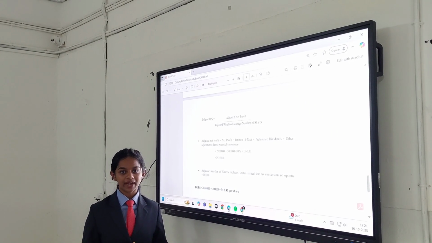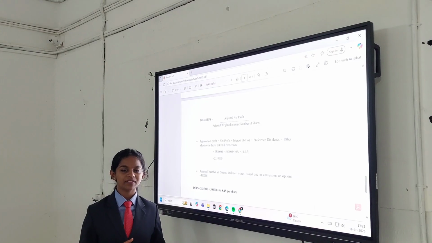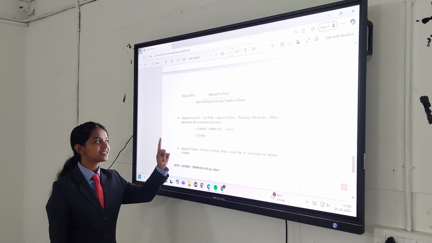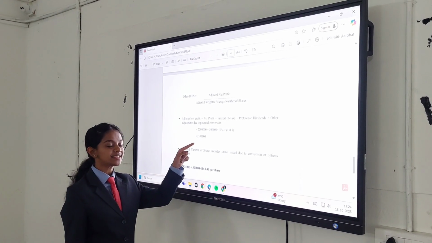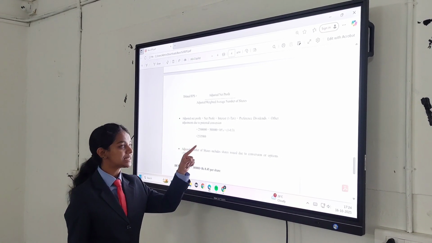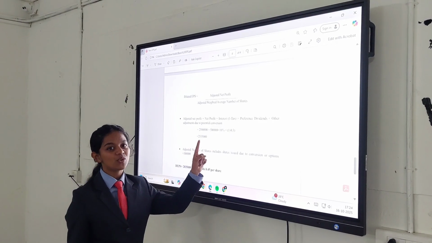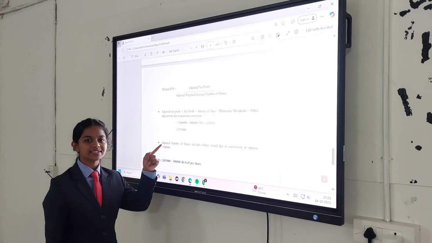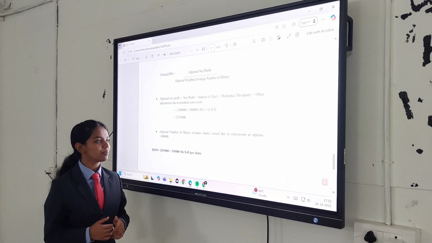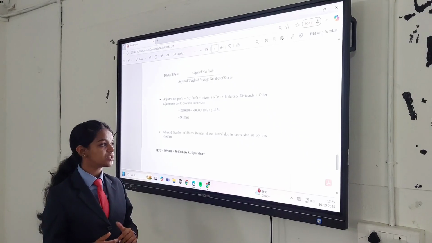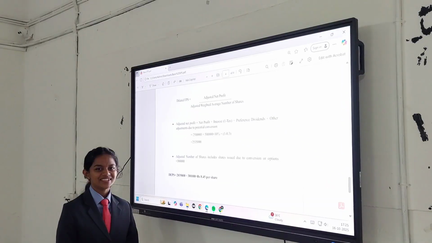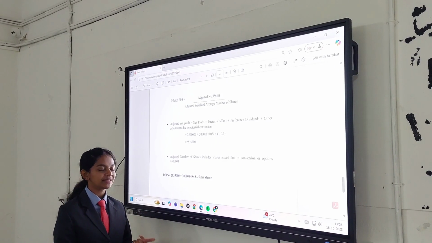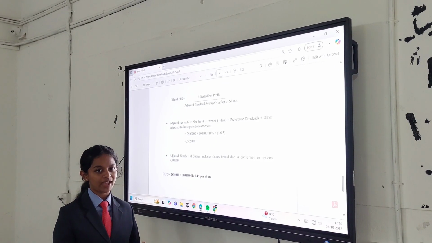So let's see how to calculate diluted earnings per share. The equation for diluted earnings per share is equal to adjusted net profit divided by adjusted weighted average number of shares. Adjusted net profit: here we can see that net profit is equal to 25 lakhs plus 5 lakhs into 10%, that is 50,000, into 1 minus 0.3, that is the tax rate. So the answer is 25 lakhs 35,000. Then the adjusted number of shares includes shares issued due to the conversion or options, that is 3 lakhs. So diluted earnings per share is equal to 28 lakhs 35,000 divided by 3 lakhs, that is rupees 8.45 per share.